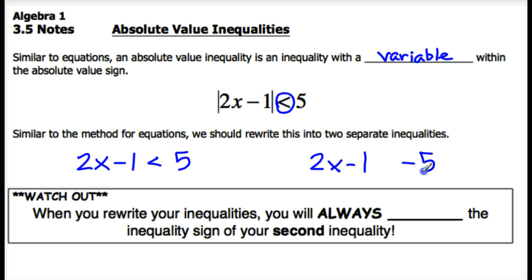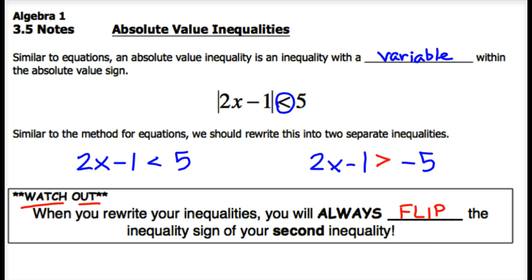But there's going to be one key difference. For inequalities, you're always going to flip the sign in the second inequality. So instead of writing a less than for this one, we're going to write a greater than sign. So this is the thing that you need to watch out for. When you rewrite your inequalities, you will always flip the inequality sign of your second inequality.